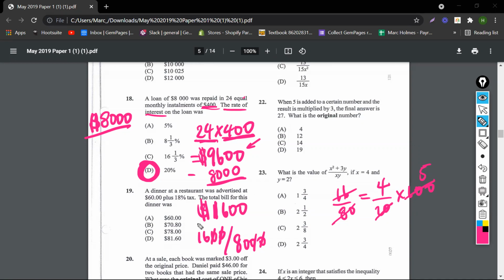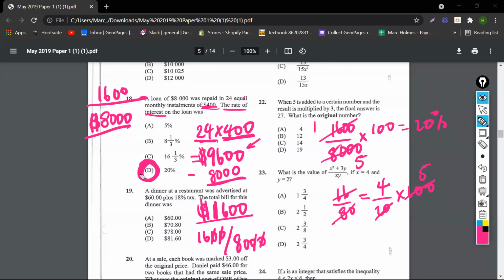If $1,600 is how much interest you pay me, meaning how much I got in terms of profit, if I put this 1,600 back over the money I lent you in the first place, the 1,600 over the 8,000, that would give me my interest rate. If I multiply that by 100, that would give me my interest rate. And 1,600 goes into 8,000 5 times. So I'm going to end up with 20%. So my answer is D.